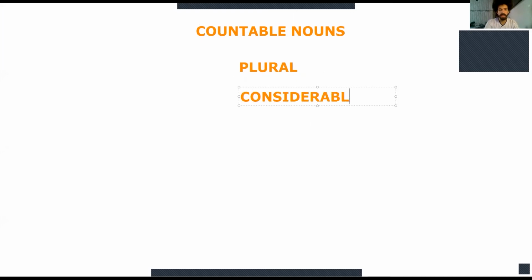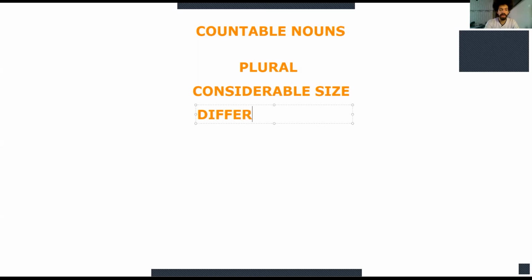They have a considerable size because if they are too small, it's very hard for us to count, as we will see on the uncountable nouns. And they are able to be differentiated because, as we saw in the cars, in the chairs, we can see that there are different chairs, different cars, different potatoes. They can be differentiated from the other objects that they are close to. So these are the countable nouns. Let's go to the uncountable ones.